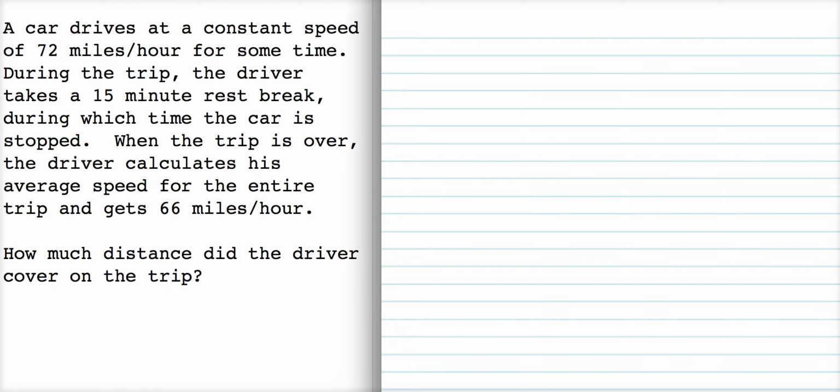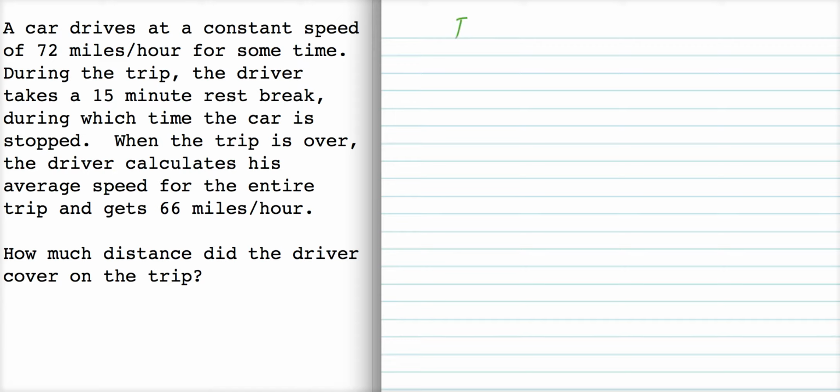Alright, so we're looking at an average velocity problem with different time intervals. There's an interval where the driver is driving at 72 miles an hour and an interval where the driver is at rest. And we need to combine those into an entire trip. As usual, you should attempt this problem before you watch the video.